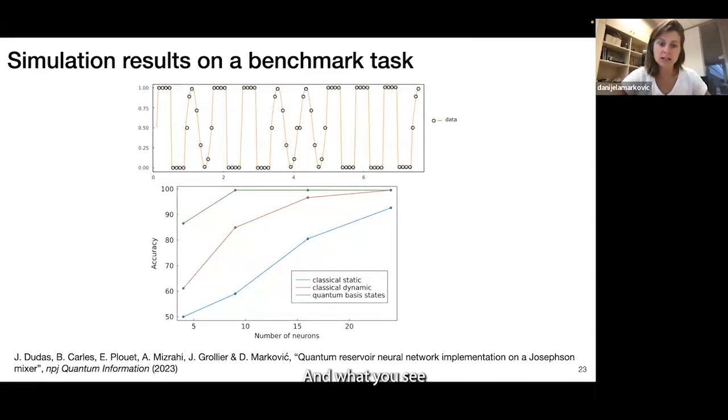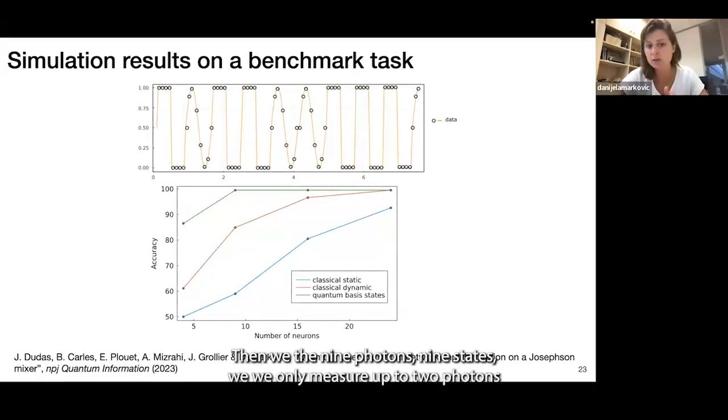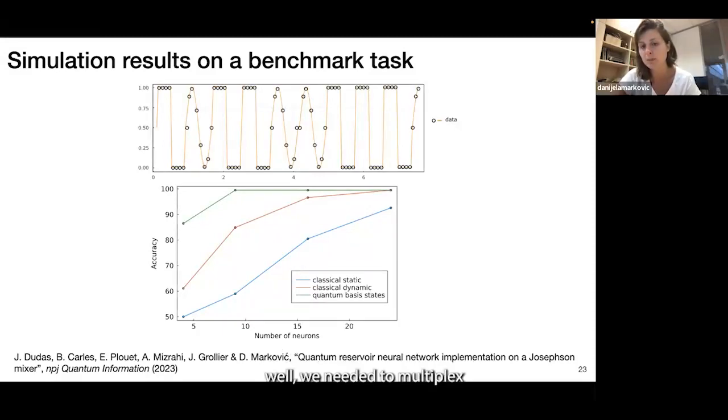And what you see here at this bottom plot is in green, the accuracy that you obtain when we measure a certain number of basis states. So with 4 neurons, this means we only measure states with 0 or 1 photon. We have, well, I don't know, 87% accuracy. Then with 9 states, we only measure up to 2 photons in each oscillator. We already reach 100% with just 9 neurons. Whereas we know that with our spintronic neurons, we needed to multiplex up to 25 neurons.